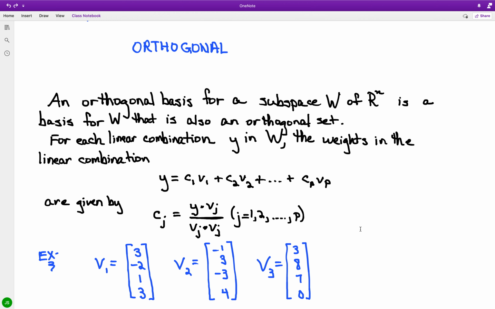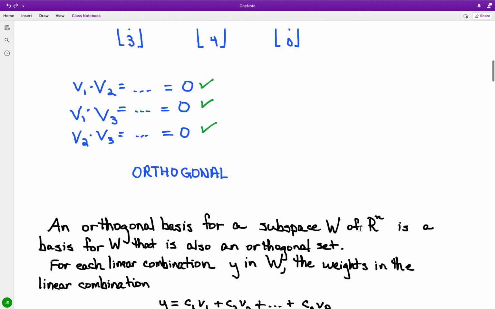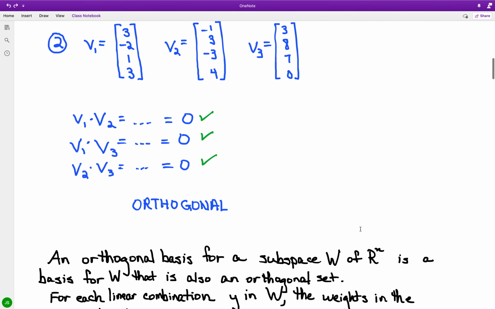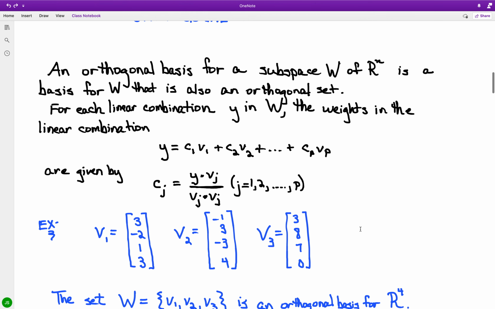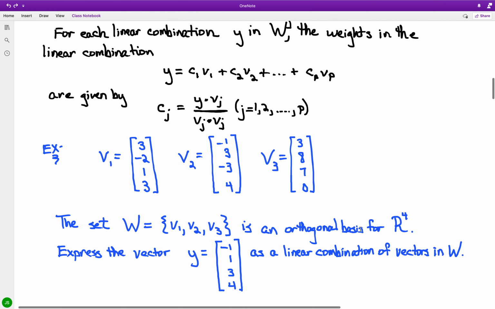For the set which we just worked with, again we have an orthogonal set with these same 3 vectors, and I'm going to reapply these. Given this particular set, again this is an orthogonal basis for R4, and we are to express the given vector y, also a 4x1 matrix, -1, 1, 3, 4, as a linear combination of the above 3 vectors in W.